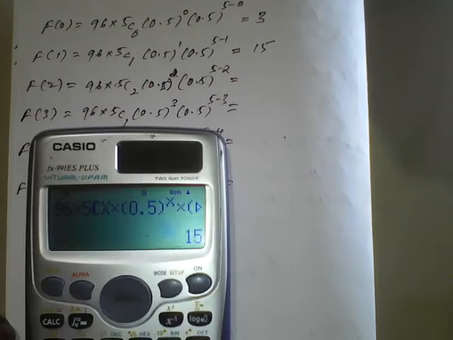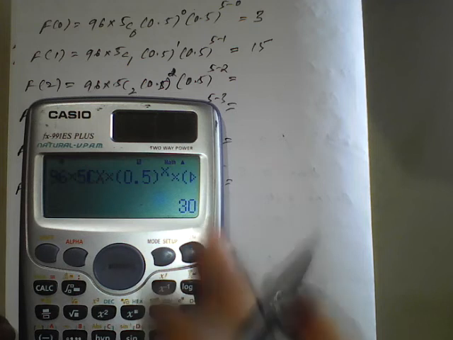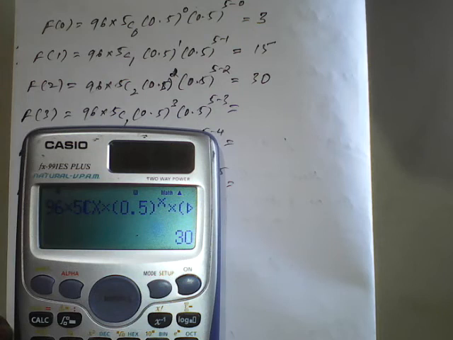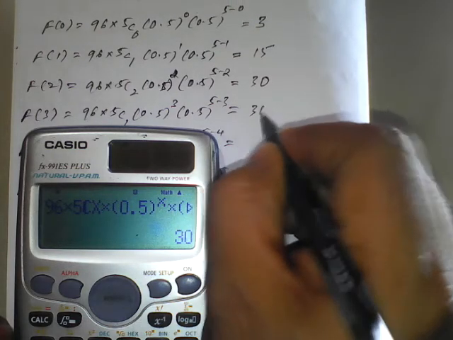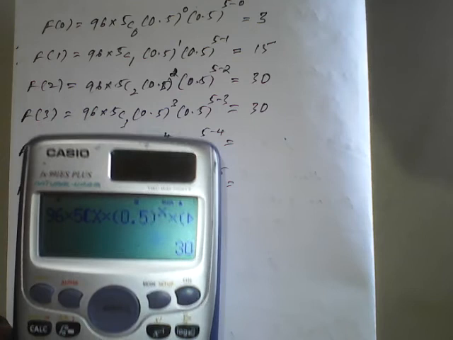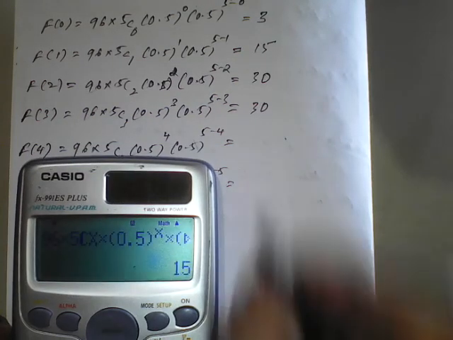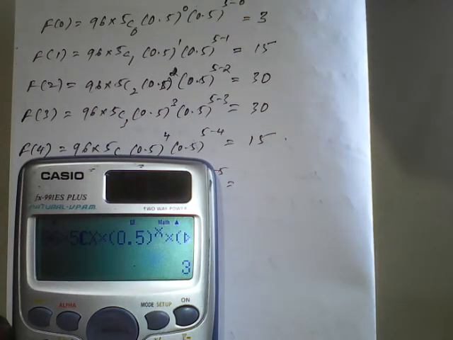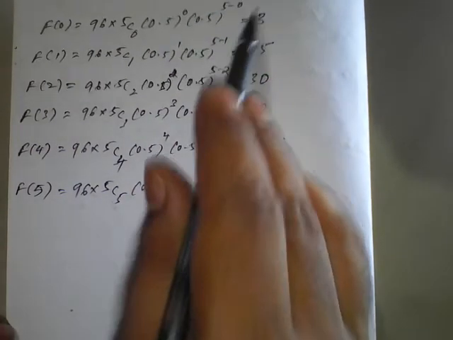When x is 2, the result is 30. When x is 3, the result is 30 again. When x is 4, it is 15. When x is 5, it is 3. So these are the results that we got.